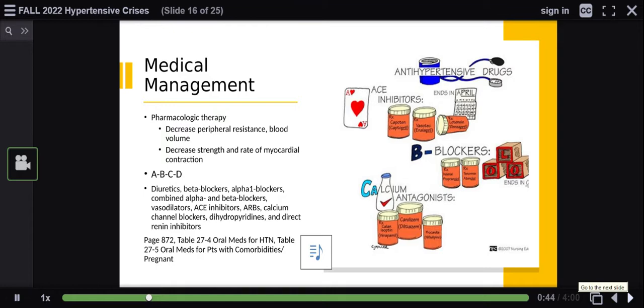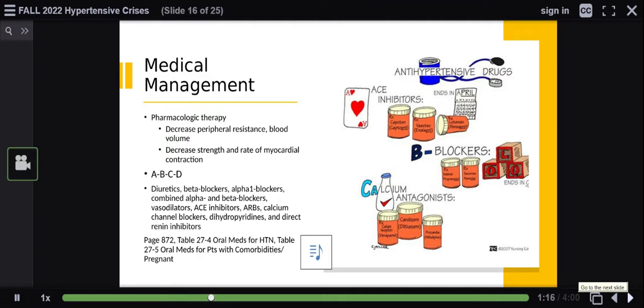With the medications that have been shown to prevent CVD, the AHA and ACC are recommending the first line of agents for most patients. I call this A, B, C, and D. A stands for ACE inhibitors and angiotensin receptor blockers. We have the B's, the beta blockers, and C, calcium channel blockers. And again, these are not new to you because you have learned this.